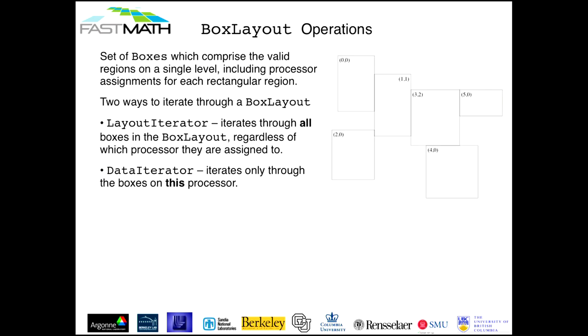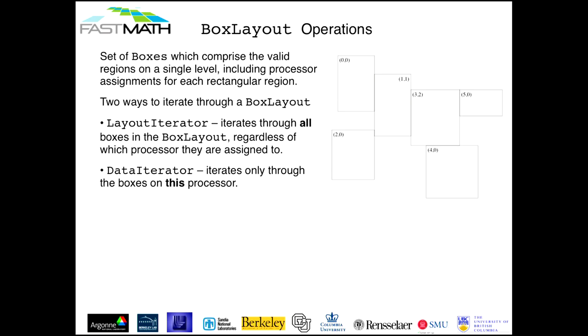So you have box layouts. So I have a collection of boxes, and you can iterate over these in two different ways. One is the layout iterator, which will visit every single box in the layout. One is the data iterator, which only visits the boxes that you own on your own process. So when you're doing kind of an SPMD programming model, you will mostly be using the data iterator, which says, for my rank or for my thread, only iterate on the ones that I own.